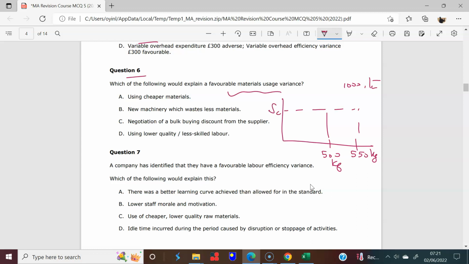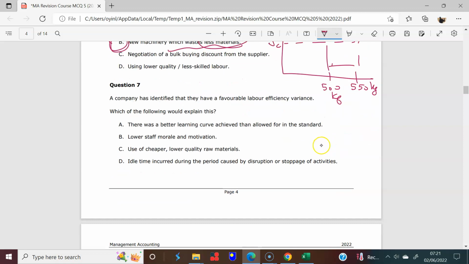We can see here using cheaper material is unlikely. The idea here is it's the fact that you've used less than you should. So we're looking at answers that give us a strong tendency towards the use of less material. And the best answer really is B here, isn't it? It's B.